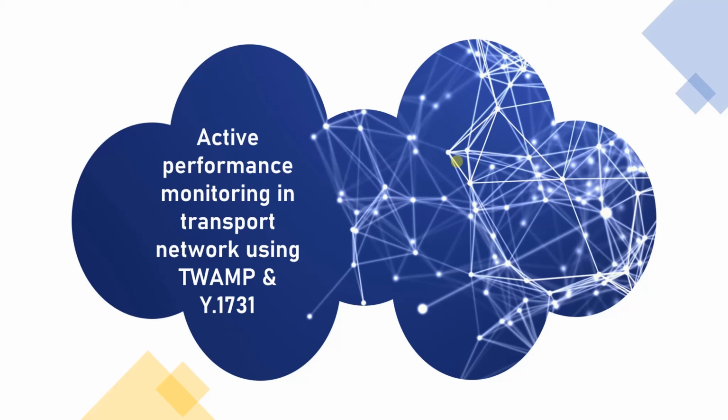But things changed when we moved from TDM to packet network because of its dynamic nature and because it is more efficient than the TDM resources. Once we moved to the packet network, what happened? A lot of sites started sharing the bandwidth. Because of that, operators started to lose control over the transport network. Now let's see how we can gain the transport network control back using active performance monitoring in the transport network.